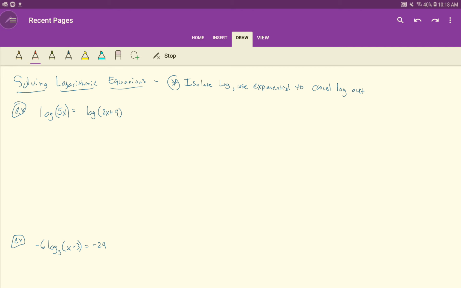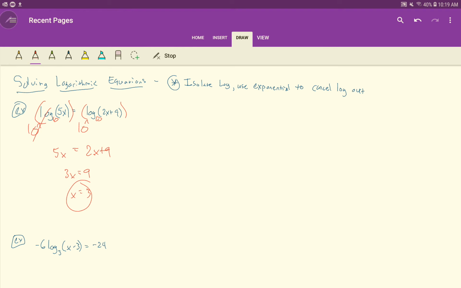Well, remember that the base of this logarithm, when there's no base written, that we understand the base is 10. And so what do we use? We do 10 to the left-hand side here, and we do 10 to the right-hand side here. Okay, 10 will cancel out that logarithm, just leaving you with a 5x. 10 to the log of 2x plus 9 is going to be just 2x plus 9. Wow, how easy is that? Subtract 2x on both sides, we get 3x. Divide both sides by 3, we get x equals 3.